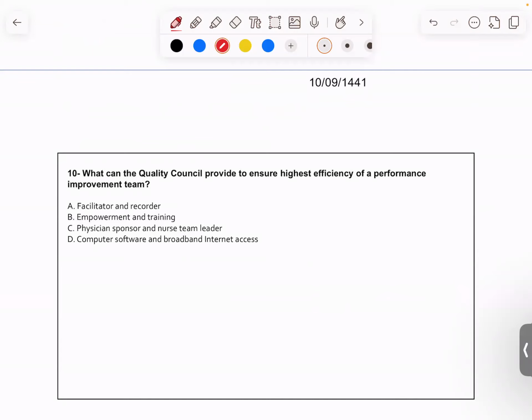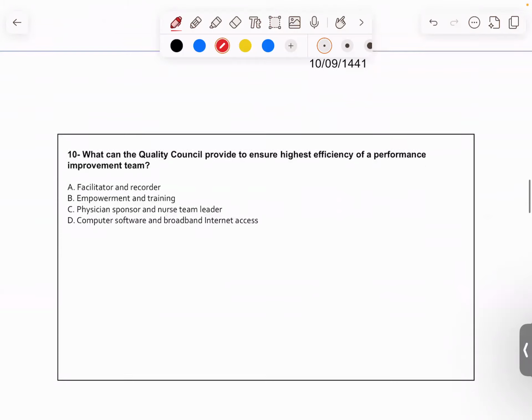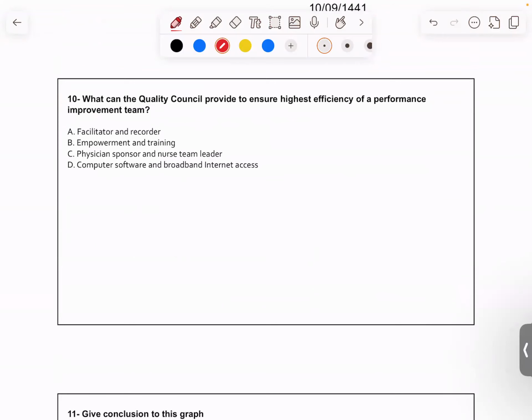Number 10, what can the Quality Council provide to ensure the highest efficiency of a performance improvement team? A, facilitator and recorder. B, empowerment and training. C, physician sponsor and nurse team leader. D, computer software and broadband internet access. What's the answer here?